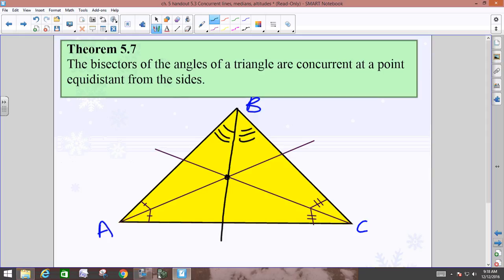All 3 angle bisectors are concurrent lines because they intersect at one point. This one point is equidistant to the sides. So the distance this point, we'll call it X, is from the side BC has to be the same as the side AB as it is from AC. So those 3 red lines are going to be congruent. The angle bisectors are concurrent at a point that is equidistant from each side.